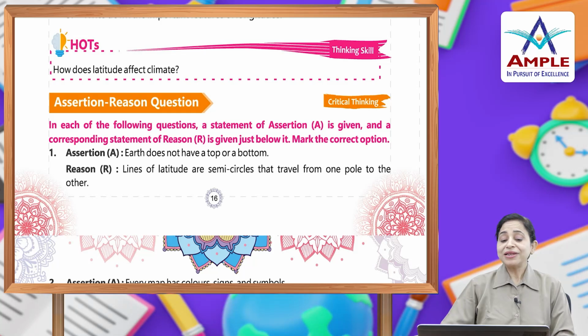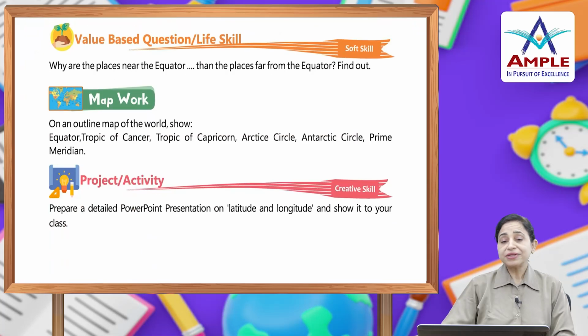Hosts, how does latitude affect climate? Assertion reason question. In each of the following questions, a statement of assertion is given and a corresponding statement of reason is given just below it. Mark the correct option. You have value-based questions, life skills questions also. Why are the places near the equator warmer than the places far from the equator? Find out. Map work is also given.